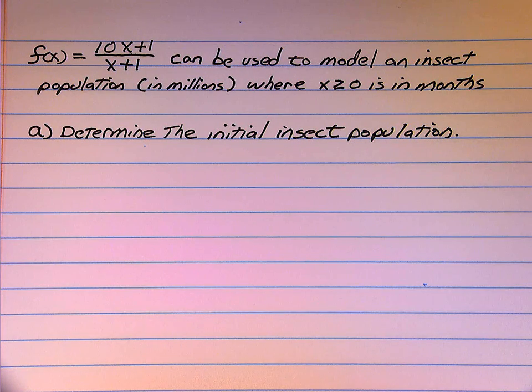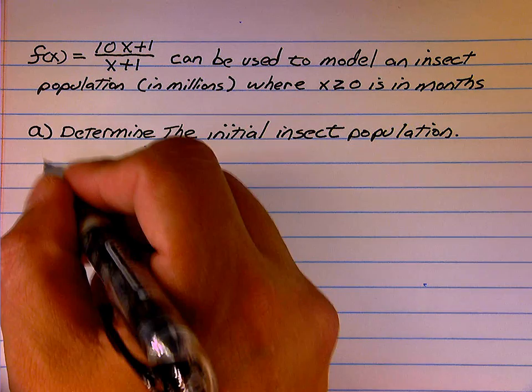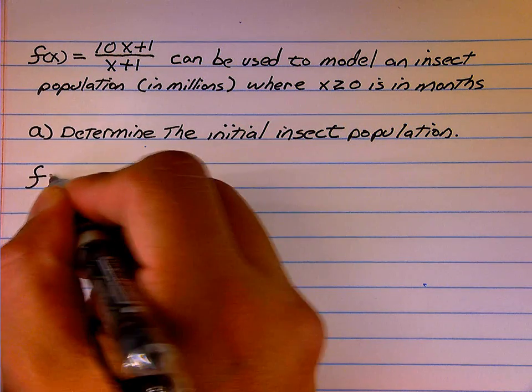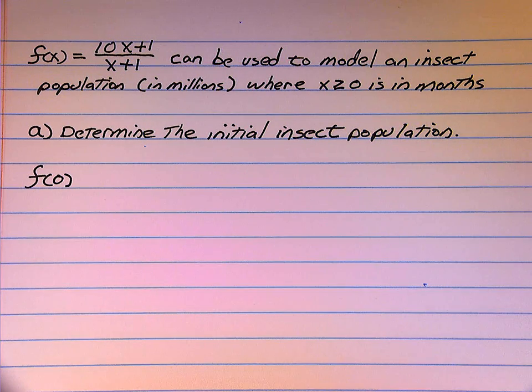Okay, we're given f of x equals the rational function 10x plus 1 divided by the quantity x plus 1. And this can be used to model an insect population in millions where x is greater than or equal to 0 is in months. First objective, we're going to determine the initial insect population. What do I mean by the initial insect population? Well, what is the population at the very beginning, which would be 0 months?